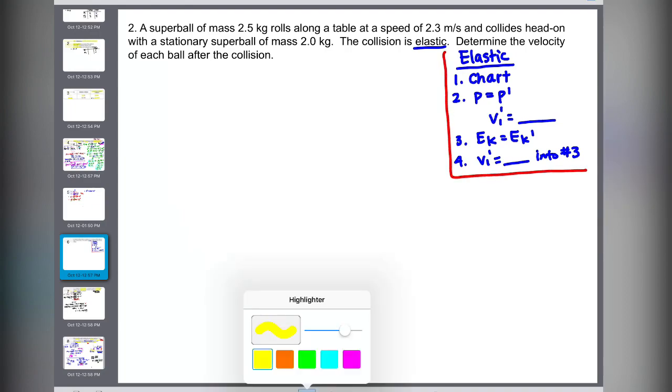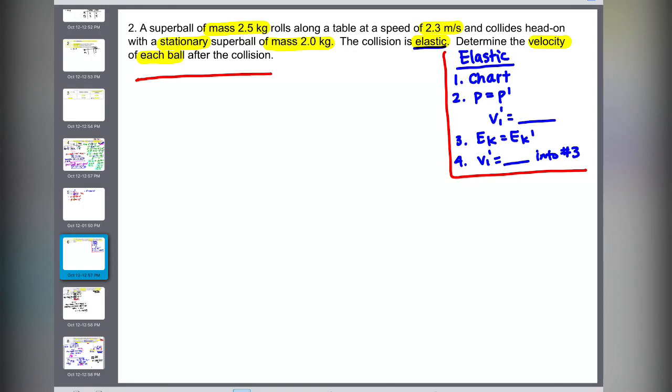Okay, so a super ball of mass 2.5 kilograms rolls along the table at 2.3 meters per second and collides head-on with a stationary super ball of mass 2. The collision is elastic. Determine the velocity of each ball. So two unknowns. Okay, so let's do our chart.